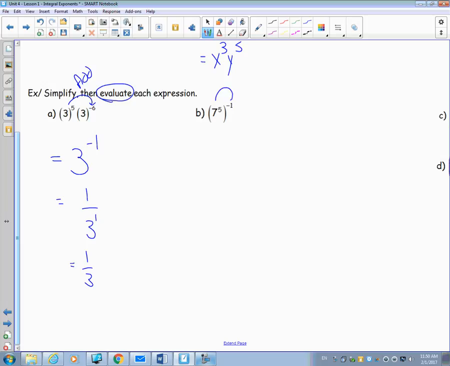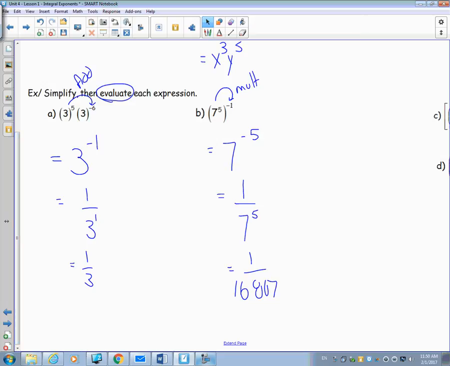Try the next one. I see a power to a power, so I'm going to multiply. That's going to give me 7 to the negative 5. Oh, negative exponent, don't like that. Let's flip it. 1 over 7 to the 5. The 1 stays the same. I use my calculator. 7 to the 5, 16,807.